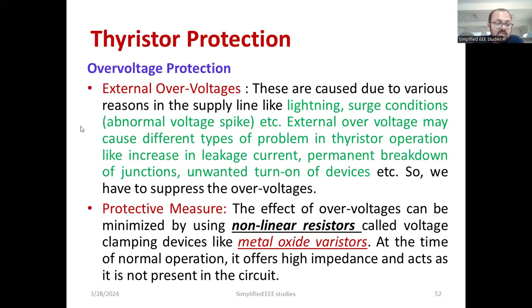If I talk about the external over voltage, the major reason for it is lightning, surge conditions, and abnormal voltage spikes. External over voltage may cause different types of problems in the thyristor operation. To minimize the external over voltage, you have to use a non-linear resistor.